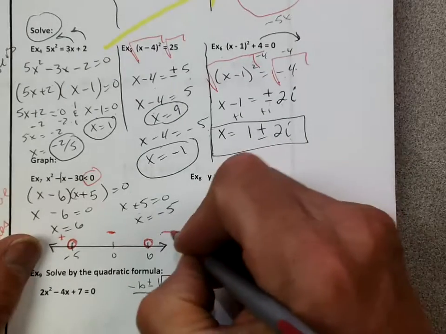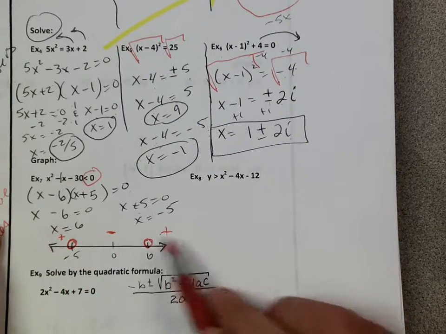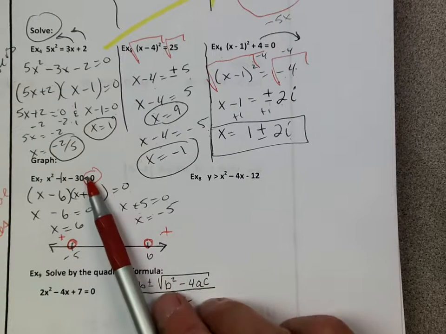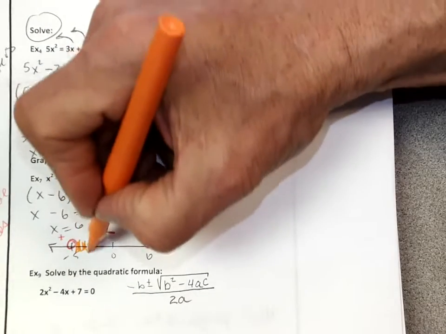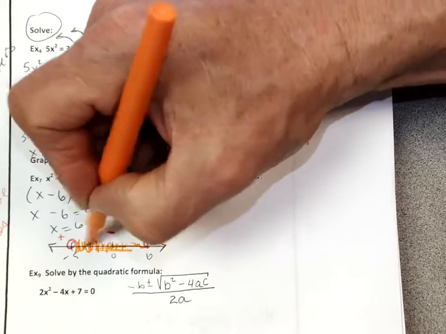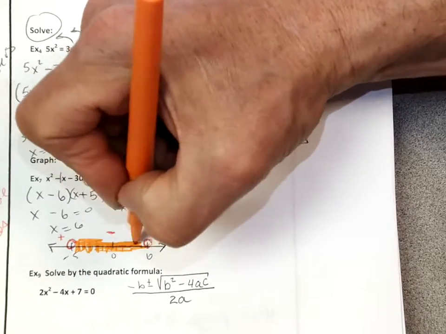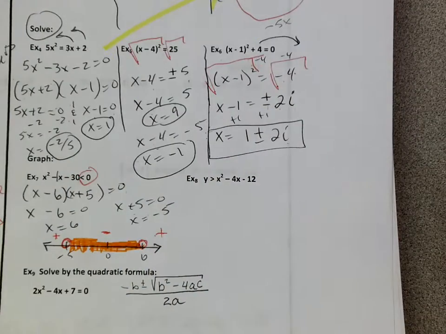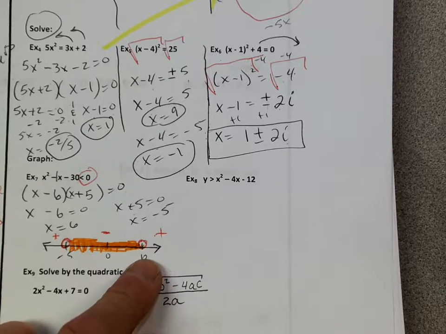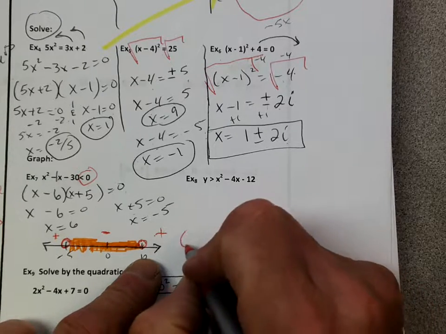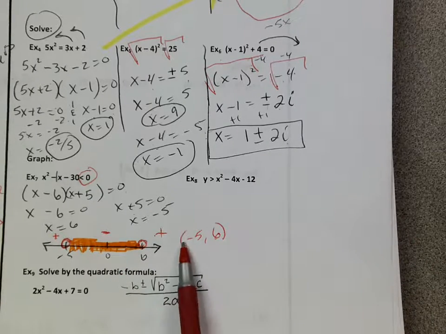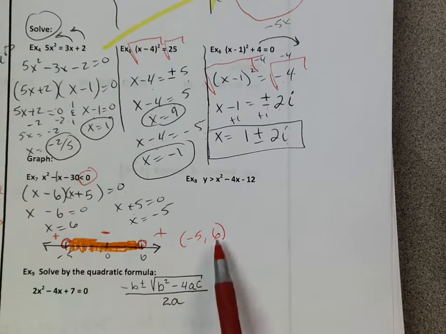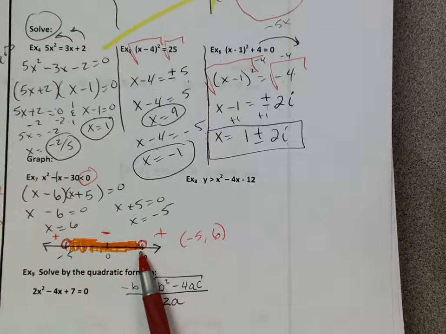Okay? So positive values here, negative values here, positive here. What I'm looking for is things that are less than 0, which are negative values. So I want to shade everything in this region here. There we go. If I had to describe this number line in interval notation, I would describe it as parentheses, negative 5 comma 6, parentheses. Parentheses, not brackets, because it's an open circle.